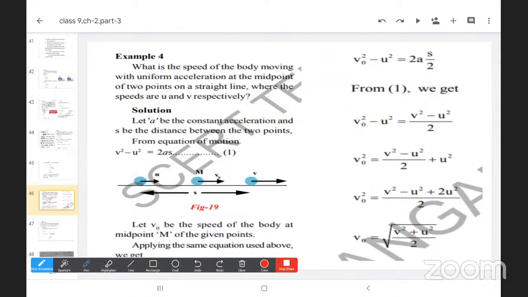So here is the speed at the midpoint M. V naught is the speed of the body at midpoint. So V naught equals the root of V square plus U square by 2.